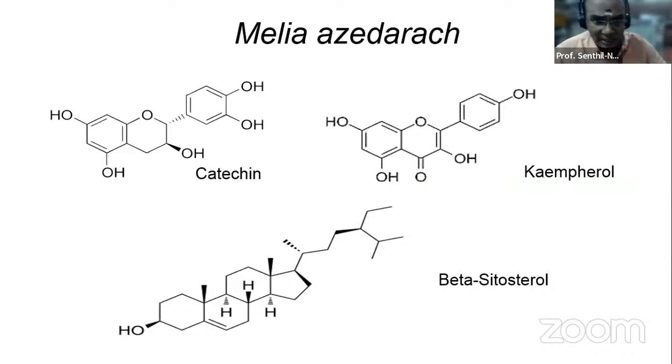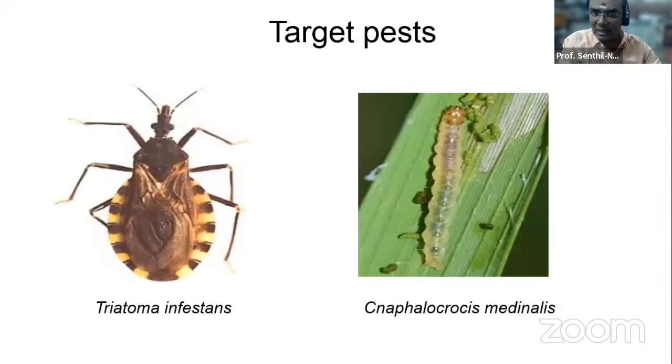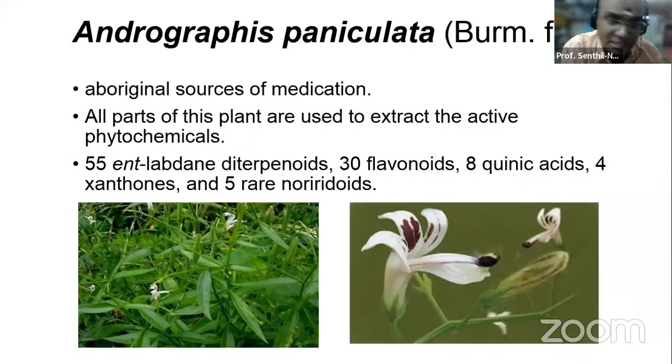That includes catechin, kaempferol, and beta-sitosterol. These are the major compounds available in Melia azedarach. So the target pests include stink bug, sucking pests, and rice leaf roller, called Cnaphalocrocis medinalis, otherwise known as rice leaf folder, and Tritoma, that is called stink bug, which sucks the sap from the plant material. These two are very serious pests as far as farmers are concerned.